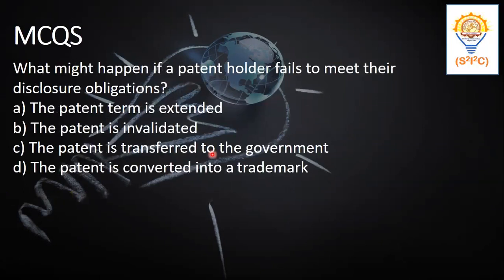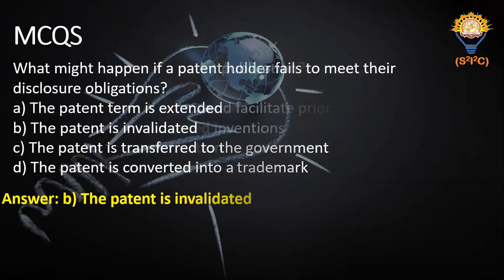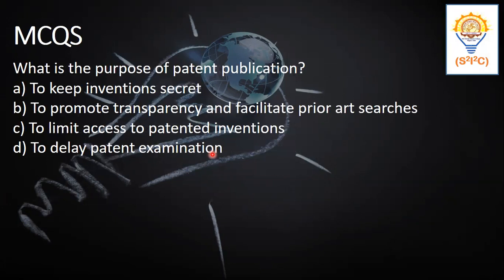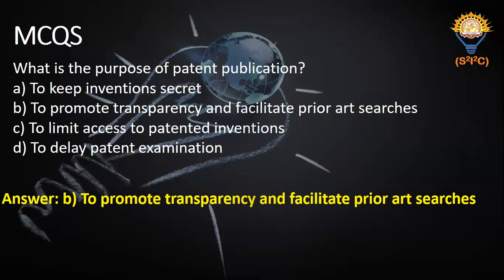Next, what happens if the patent holder fails to meet their disclosure obligations? The patent term is extended, the patent is invalidated, the patent is transferred to the government, the patent is converted to trademark. The correct option is B, the patent is invalidated. Then, what is the purpose of a patent publication? To keep the invention secret? No. To promote transparency and facilitate prior art searches, to limit access to the patented invention, to delay the patent examination. The correct option is B, to promote transparency and facilitate prior art searches.